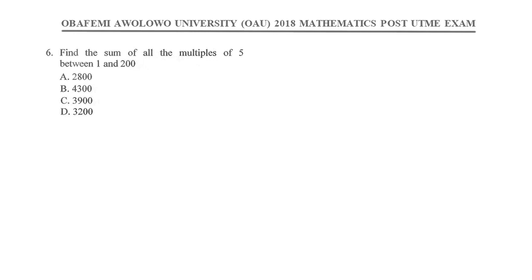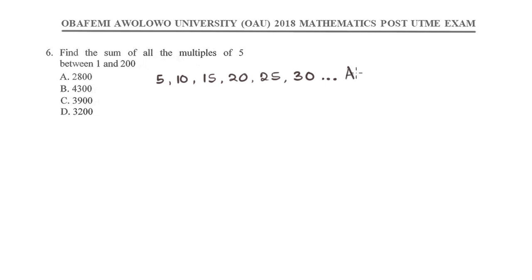And we are asked to find the sum of all the multiples of 5 between 1 and 200. Okay? The multiples of 5 between 1 and 200. If we look at the multiples of 5, we are going to have 5, 10, 15, 20, 25, 30, 35, and on and on like that. 5 times 1 is 5, 5 times 2 is 10, 5 times 3 is 15.